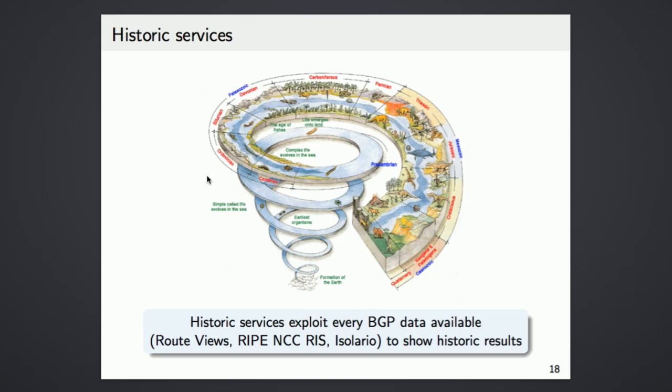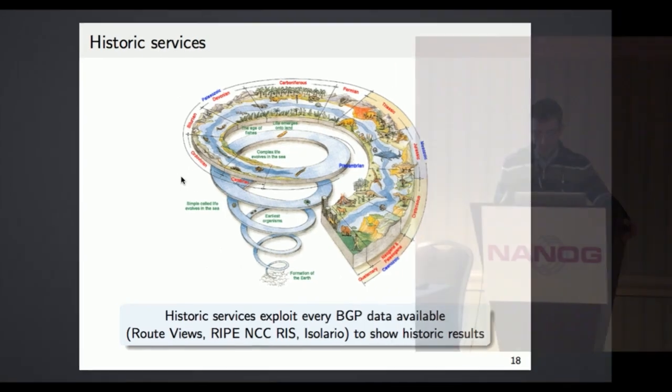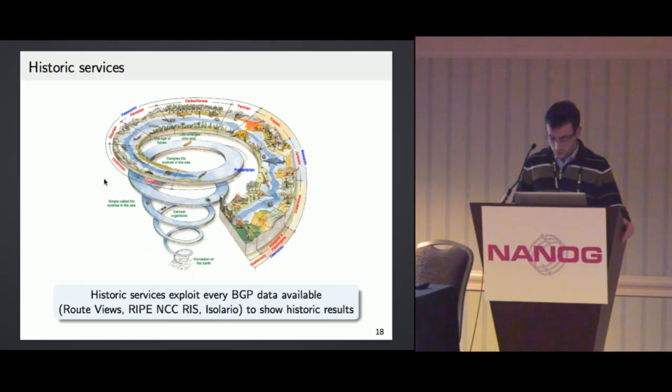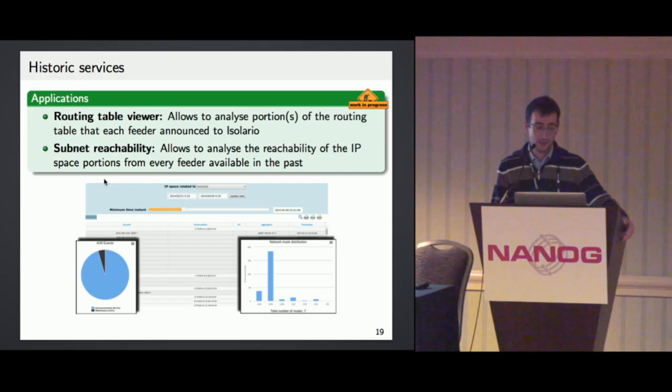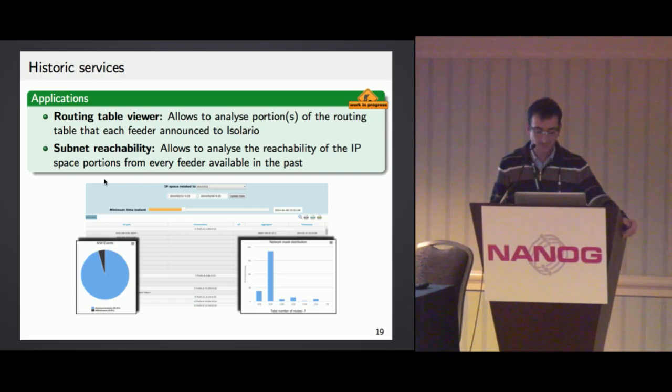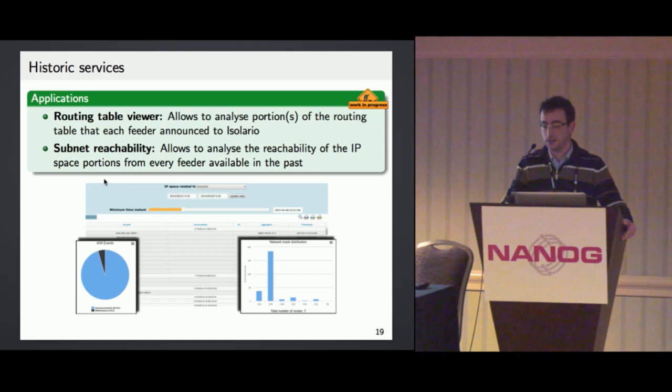And finally, there will be available historic services, which will be the historic counterpart of real-time services. And they will exploit, in this case, again, like the daily report, all the BGP data available. So for example, there will be available a historic routing table viewer as well as a historic subnet reachability. So the idea is to help the network administrator to troubleshoot interdomain level ecosystem issues.